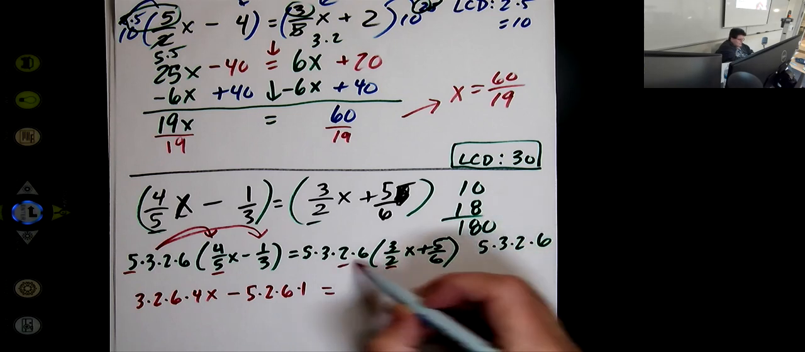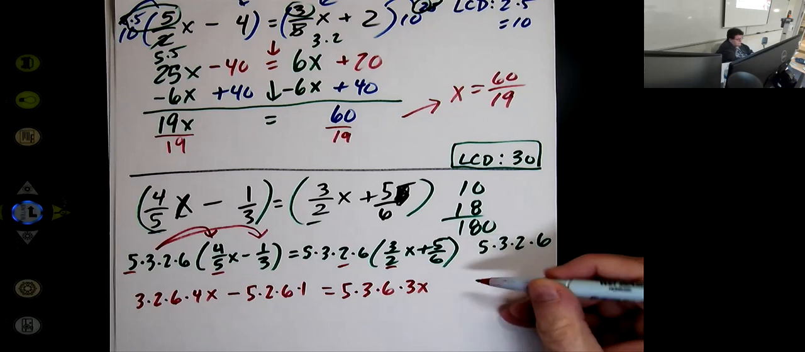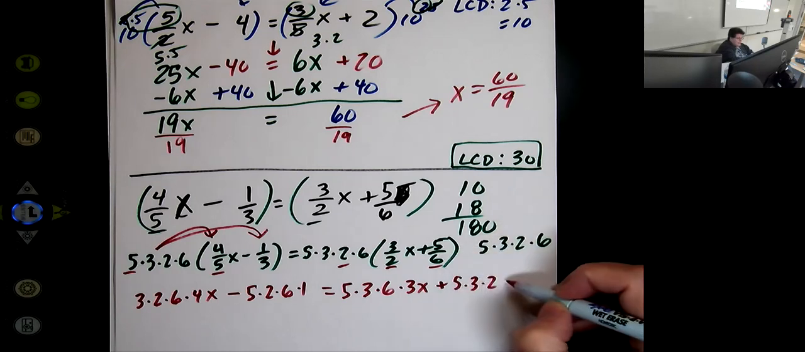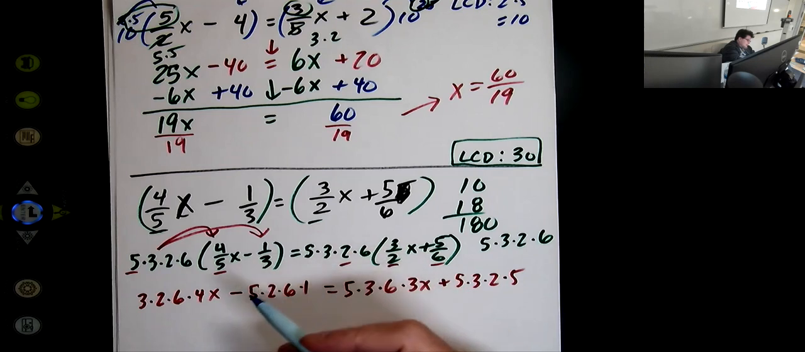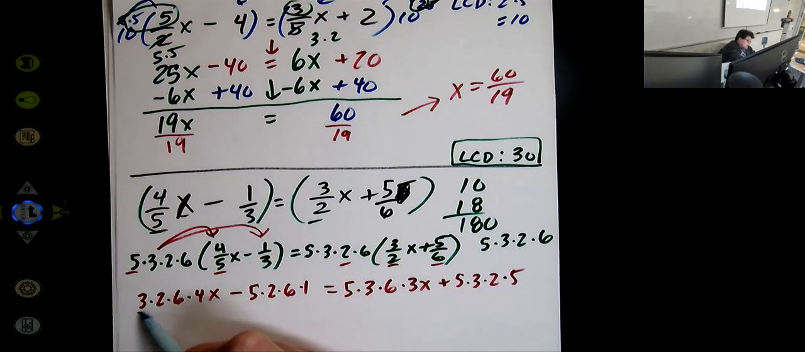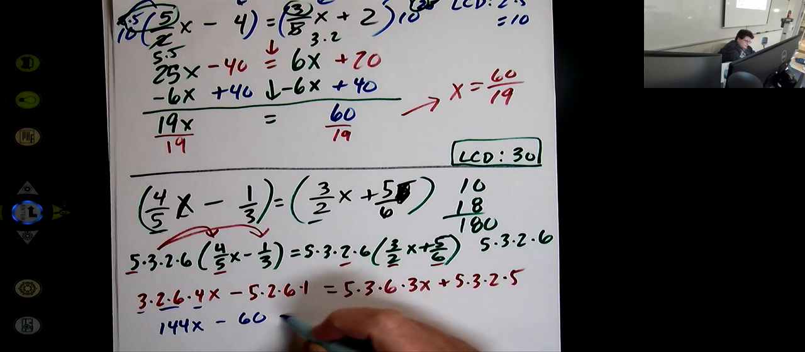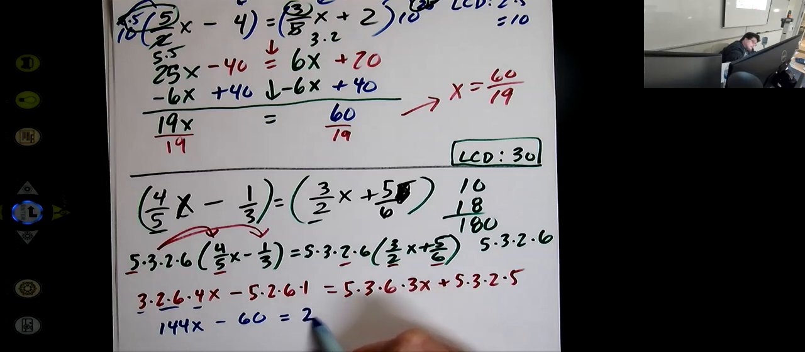Here, I've got a 2, so I'll cancel off a 2 there. I've got a 5, a 3, a 6 left, and I've got a 3 left on top. And finally, I would cancel out the 6, and I'd have a 5, a 3, and a 2, and then a 5 left that was on top. So, what does this end up being? I've got 12 times 12, 144. 144x minus 60 equals, I've got 9 times 30 is 270, plus 10 times 15 is 150.